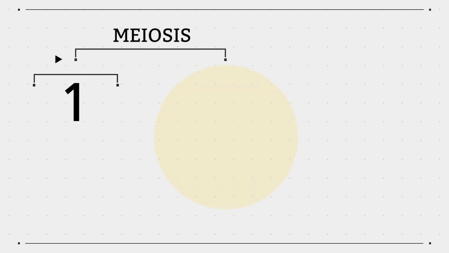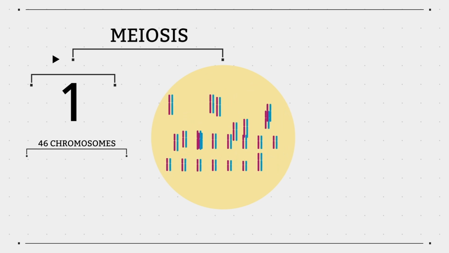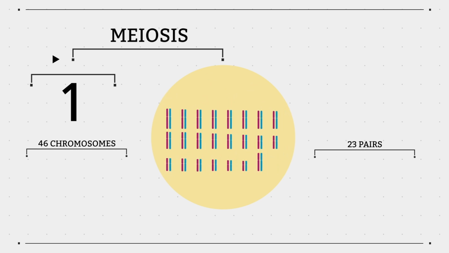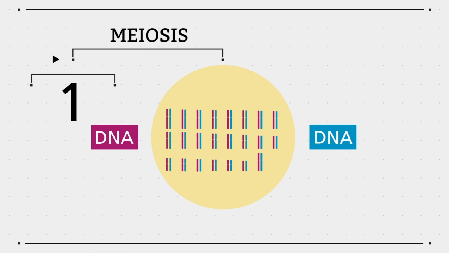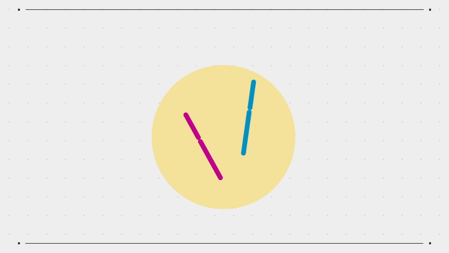Meiosis 1 begins with a germ cell which, like the majority of cells in our bodies, has 46 chromosomes arranged in 23 pairs. Half of each pair comes from the maternal side and half from the paternal side. Let's simplify this and look at just one of these pairs.